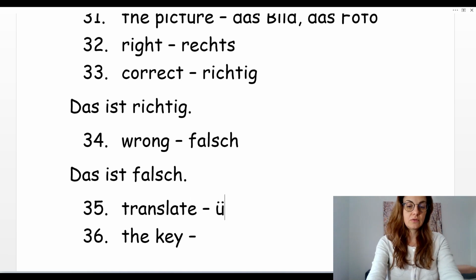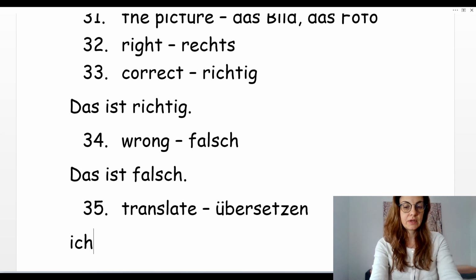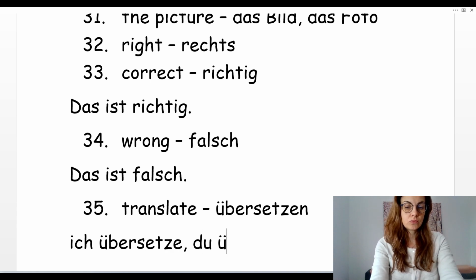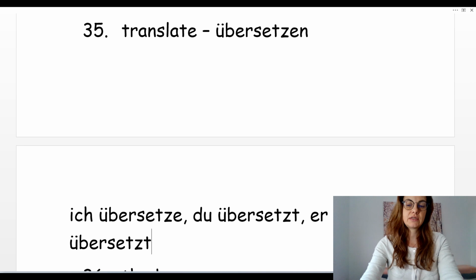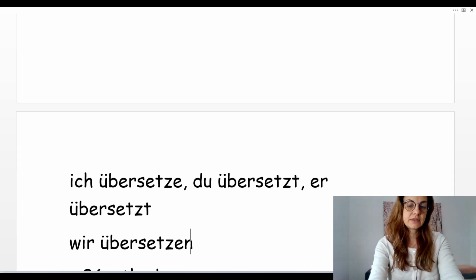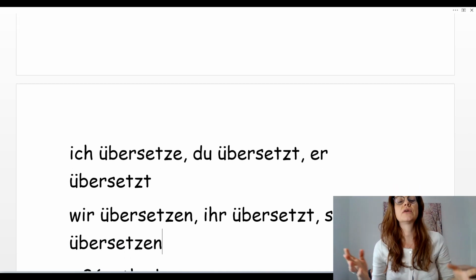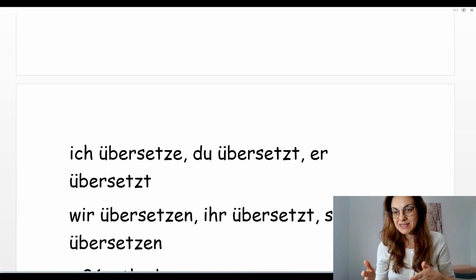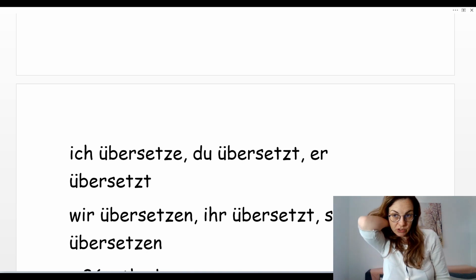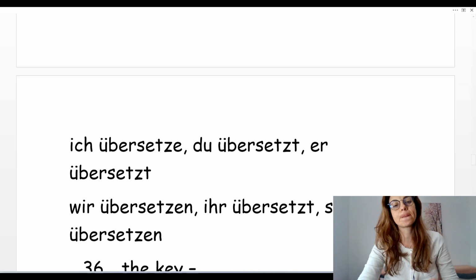To translate. Übersetzen. Ich übersetze. It goes all together. Ich übersetze, I translate. Du übersetzt, you translate. Er übersetzt, he translates. Wir übersetzen, we translate. Ihr übersetzt, you translate. Sie übersetzen, they translate.